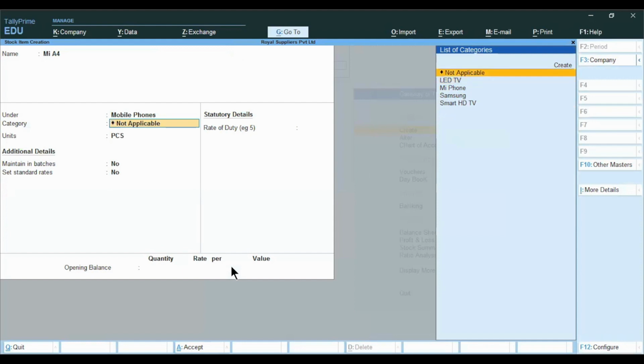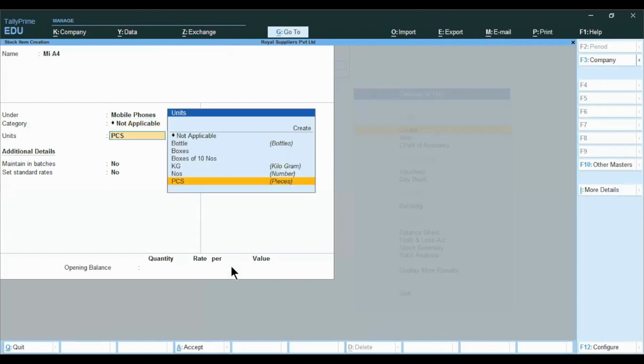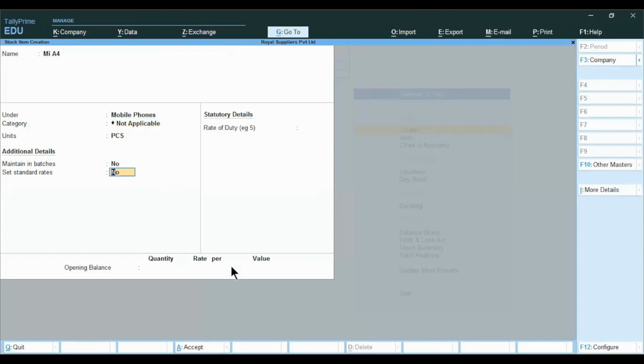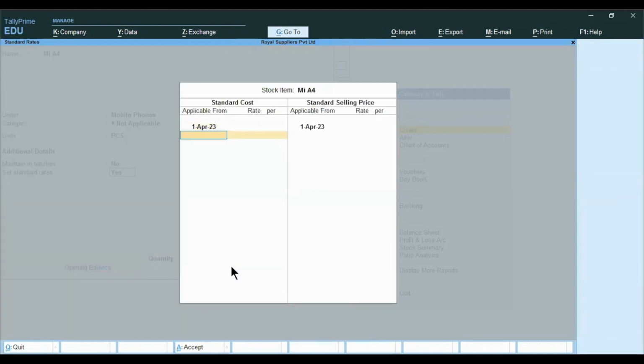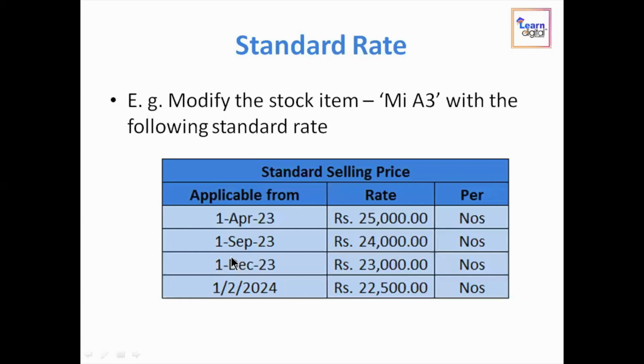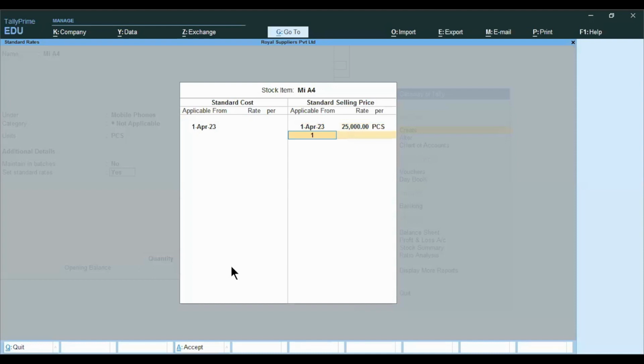No category available. Enter units, pieces. We will create standard rates from 1st of April. The rate will be 25,000. From 1st September, the rate will be 24,000. From 1st December, the rate will be 23,000. And from 1st of February, the rate will be 22,500.